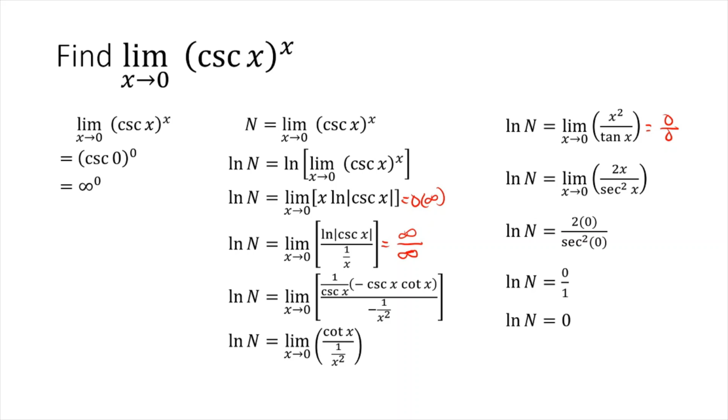And then again, e raised to ln of n equals e raised to 0. On the left side, this will be simplified as n. And then, of course, e raised to 0, any number raised to 0 is 1. So this is now our final answer.